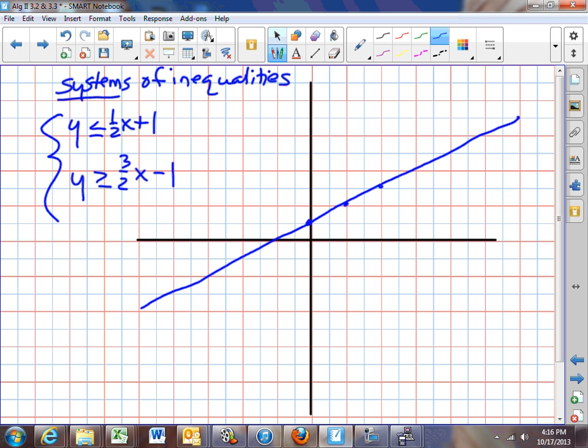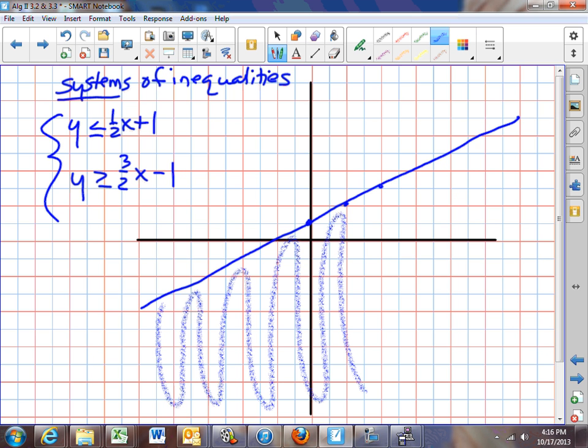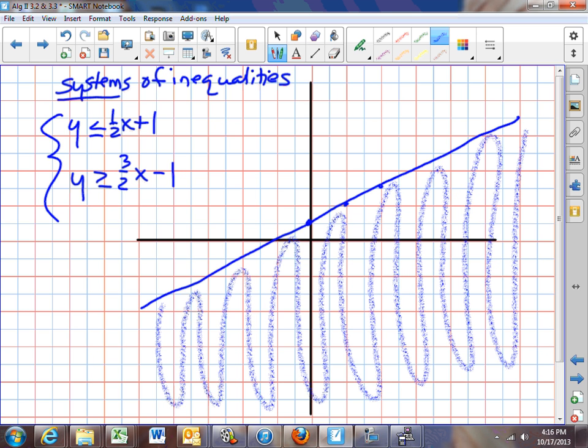And the part of this line that we would take would include 0, 0, because if we put 0, 0 into the inequality, it gives us 0 is less than or equal to 1, which is true. So we really would want to shade this side of this inequality. Now, for the second one, let's just turn this inequality red.